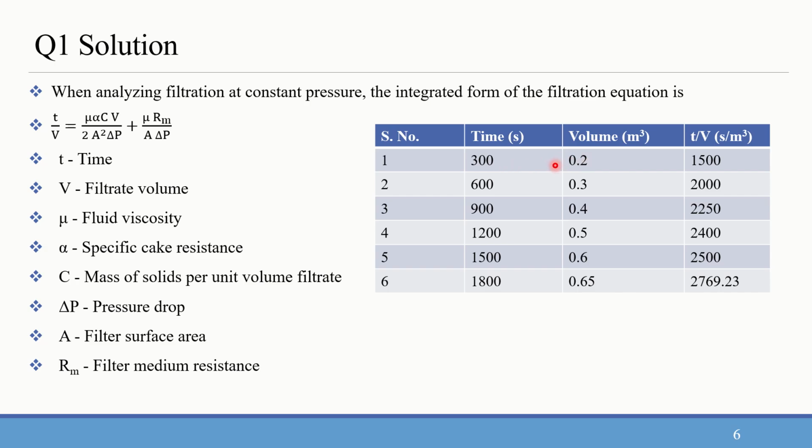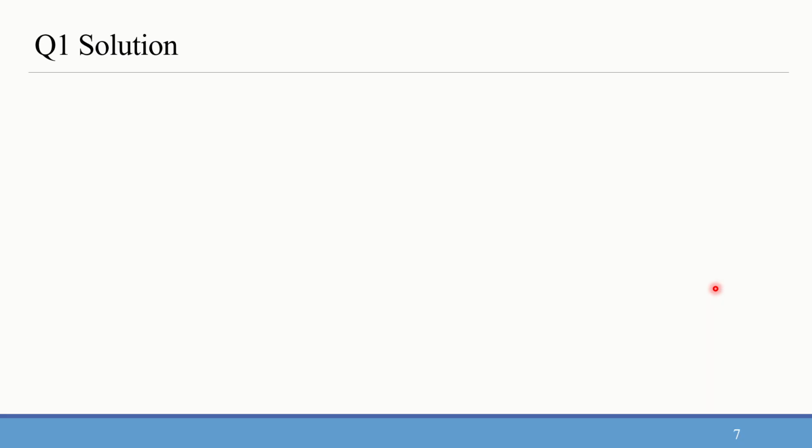So 300 divided by 0.2, that is 1500, and 600 divided by 0.3, that is 2000, 900 divided by 0.4, 2250, 1200 divided by 0.5, 2400, and 1500 divided by 0.6, that is 2500, and 1800 divided by 0.65, that is 2769.23. So now plotting T by V versus V will give us the slope and the intercept that we know.